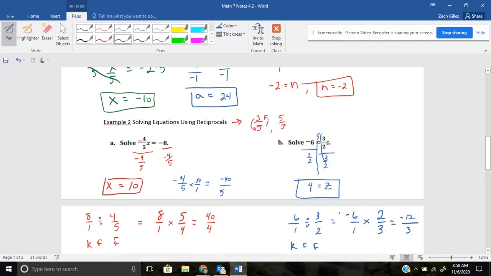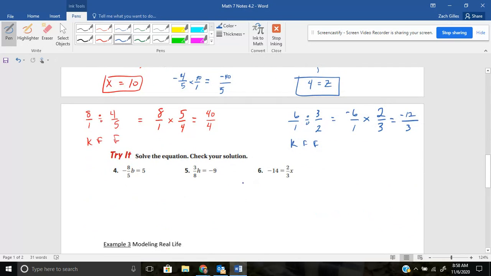Okay. Go ahead and do 4, 5, and 6 here on your own. Please pause the video. Do it the same way we did the last two examples. Okay, for time's sake here, I'm just going to give you the answers, but let me know if you need more help on them. For number 4, you should get b equals -3 and 1/8. Number 5, you should get h equals -24. And number 6, you should come up with x equals -21. Again, please ask if you need help on any of those.